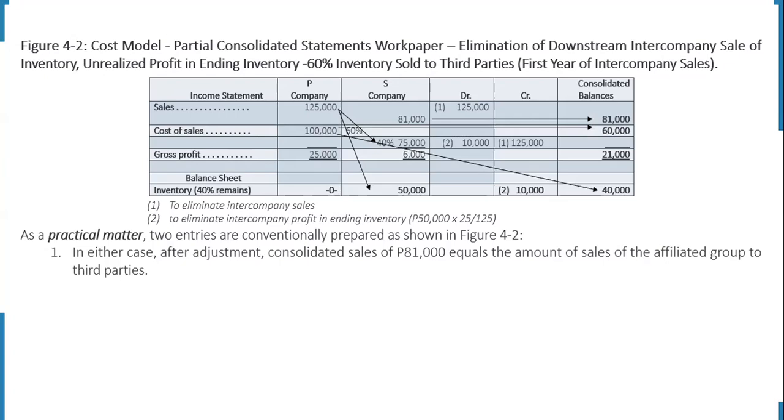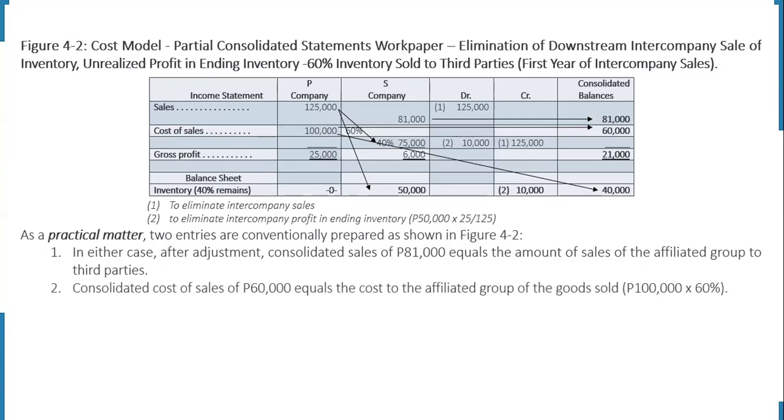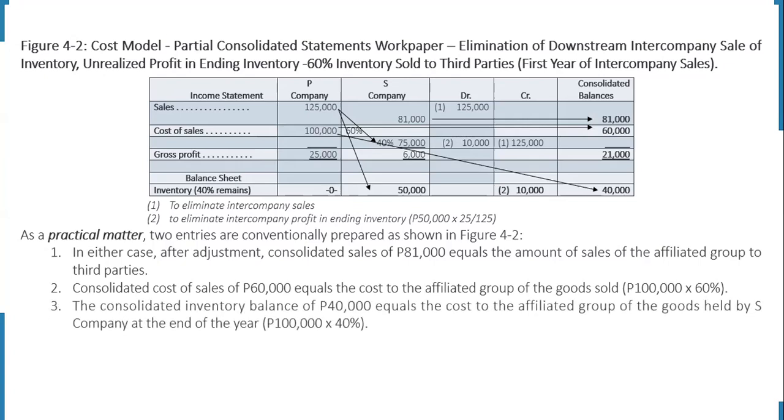In either case, after adjustment, consolidated sales of 81,000 equals the amount of sales of the affiliated group to third parties. Consolidated cost of sales of 60,000 equals the cost to the affiliated group of the goods sold, which is 100,000 multiplied by 60%. The consolidated inventory balance equal to 40,000 equals the cost to the affiliated group of the goods held by S company at the end of the year. That's 100,000 only. That's the original cost to the parent, and we multiply by 40%.